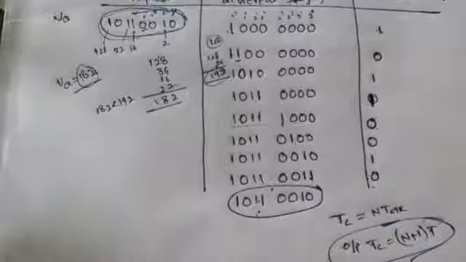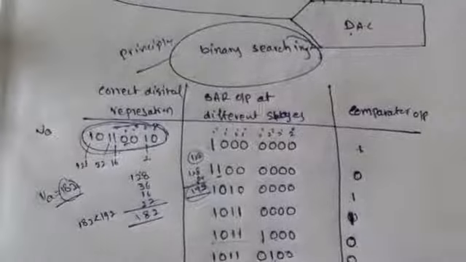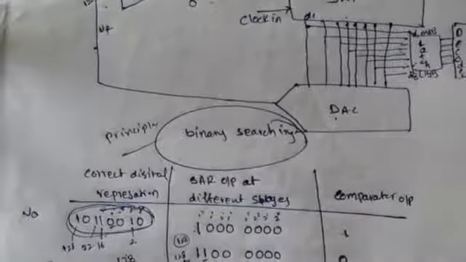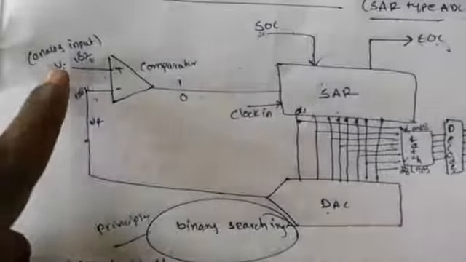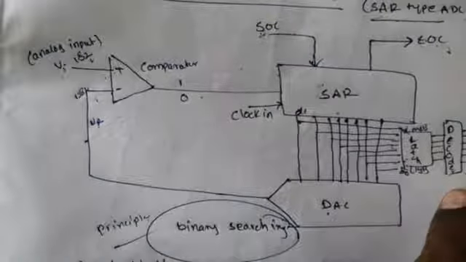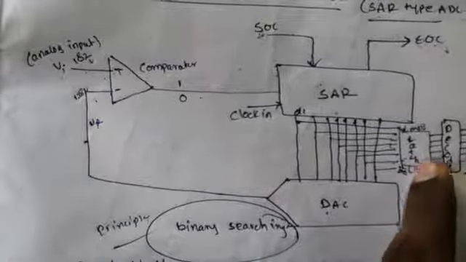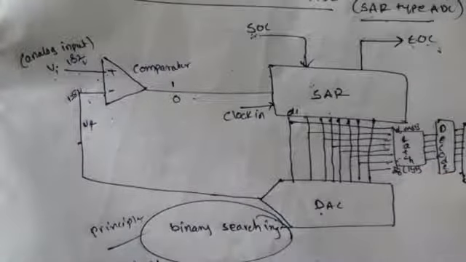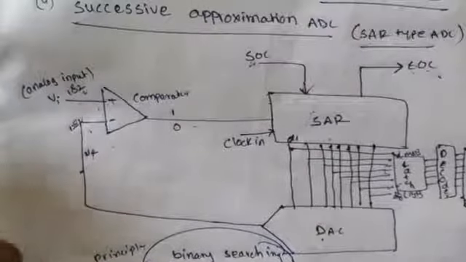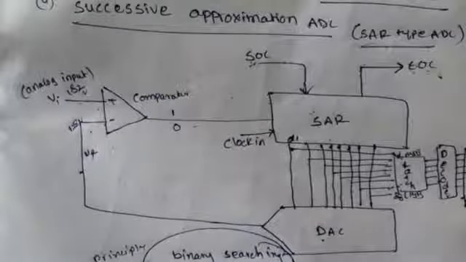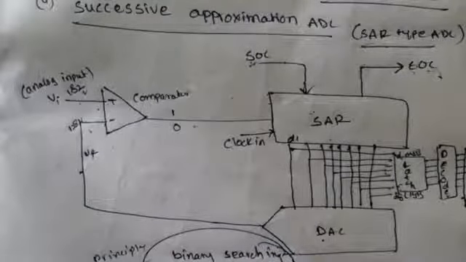So using this binary search method, we can easily convert the analog input to the digital output, and through latches and decoders it will be displayed at a display unit. This is the most important question, and the conversion time is also reduced compared to all the previous ones.